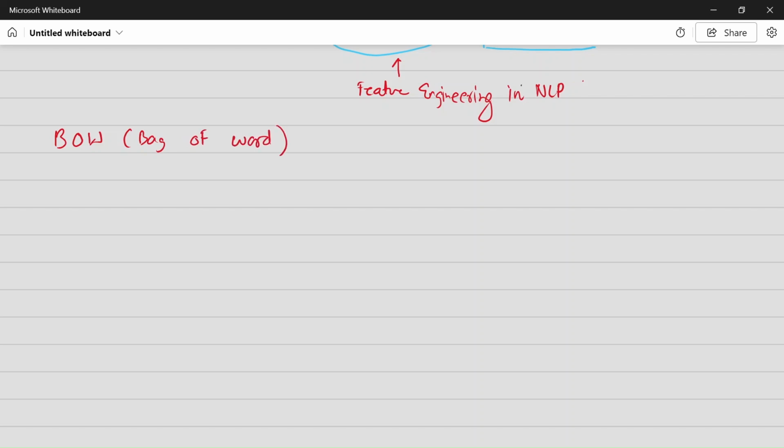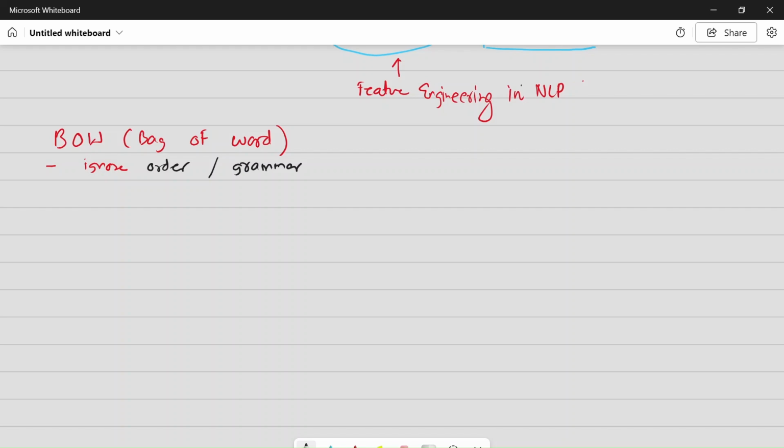Now this is a very simple approach to convert your text into numbers. While doing this, it ignores the grammar and it ignores the word order. In bag of words, it ignores the word order and the grammar. Don't worry, I'll explain practically and theoretically how it works.